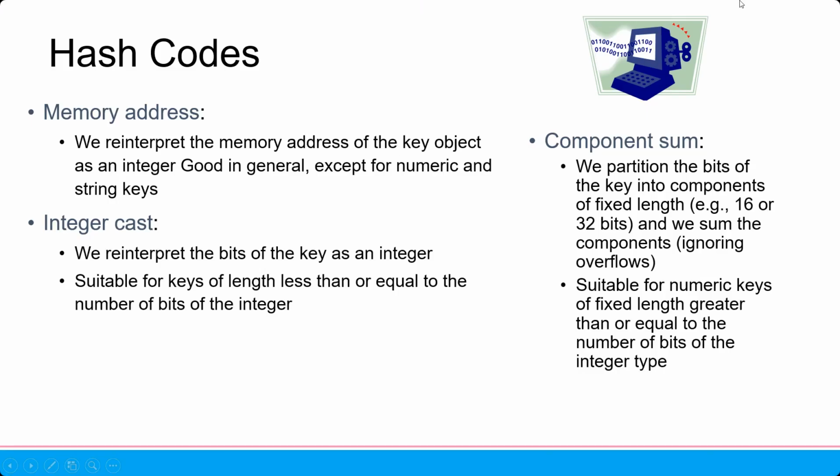So last week we already learned about the hash codes. Okay, so what is hash codes? It is actually more about the theory of how you can save the data. The data can be saved in your memory address, the data can be in the integer cache, and the data can be in the component sum. Those things are related with the storage in your computer.